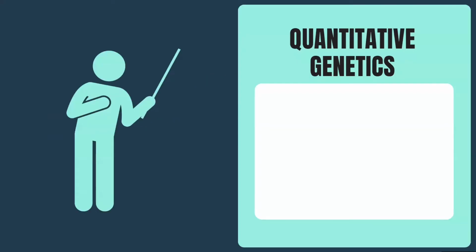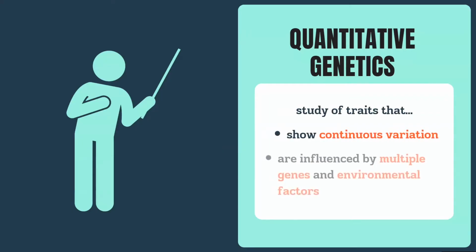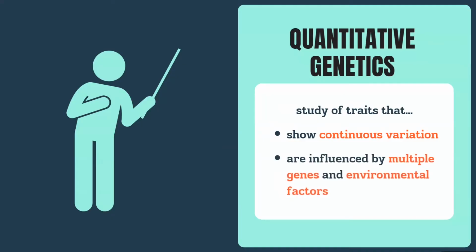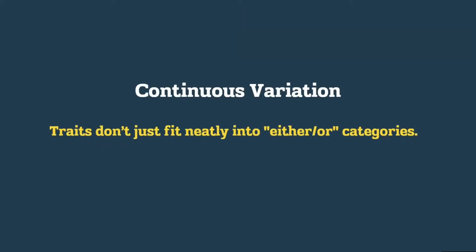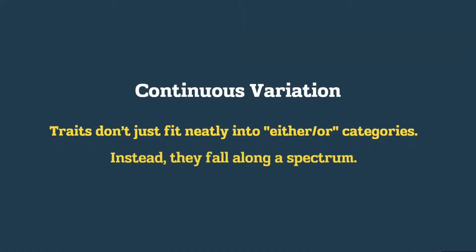So what exactly is quantitative genetics? Quantitative genetics is the study of traits that show continuous variation and are influenced by multiple genes and environmental factors. So what is continuous variation? When we say continuous variation, this means that traits don't just fit neatly into either-or categories. Instead, they fall along a spectrum.